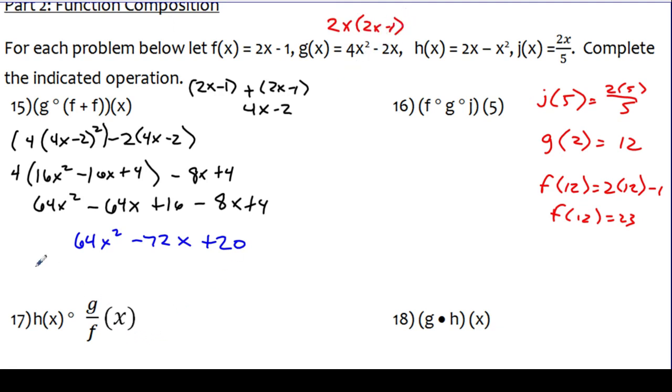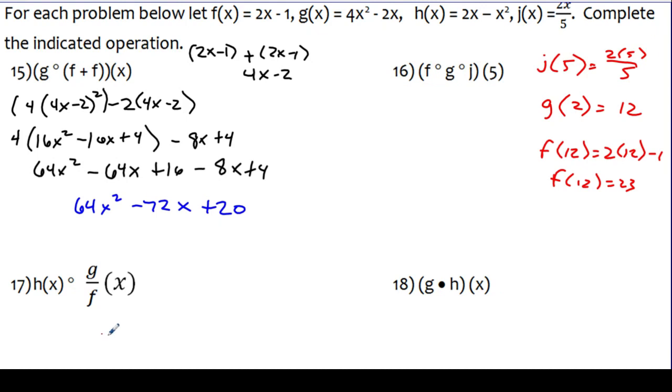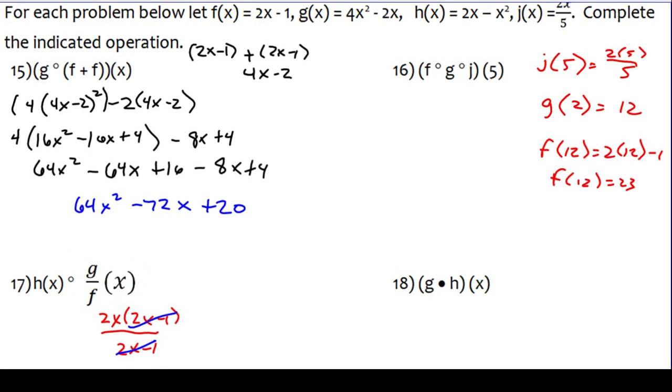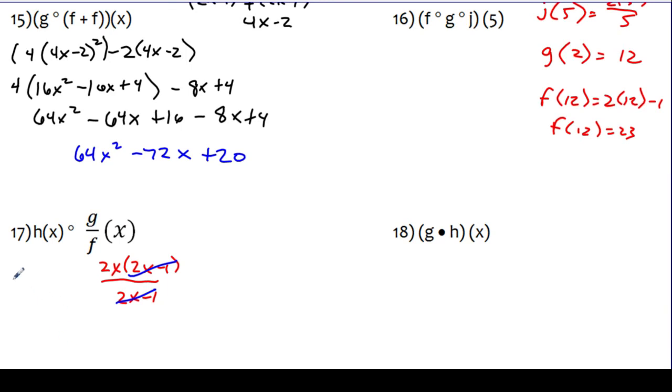So when I come down here to do G over F, I'm going to do 2x times 2x minus 1, and then F is just 2x minus 1. So the final answer to this, when I cross off the common 2x minus 1s, is just 2x. I'm going to take the 2x and plug it into H of X. That's what it's asking me to do. Take the answer to this second one, plug it into the first one.